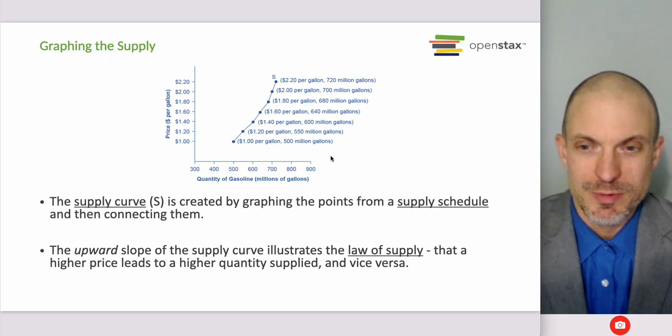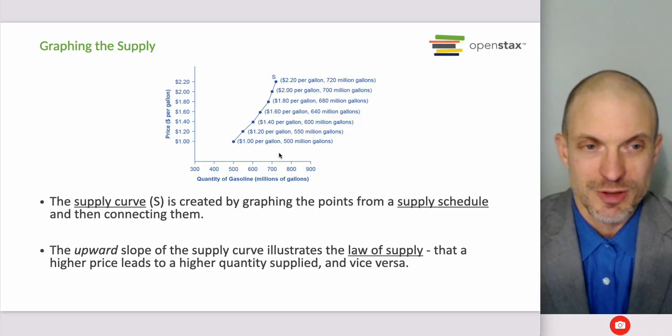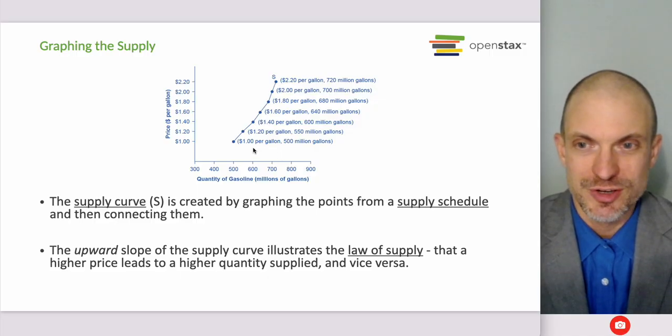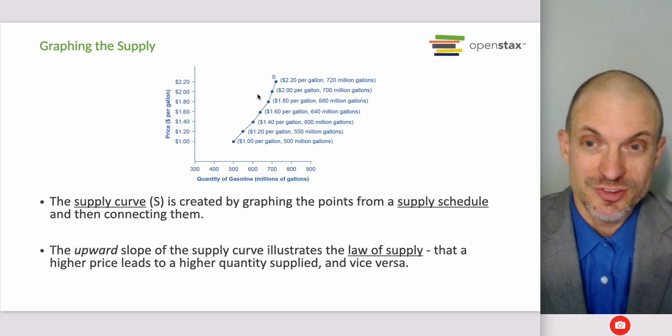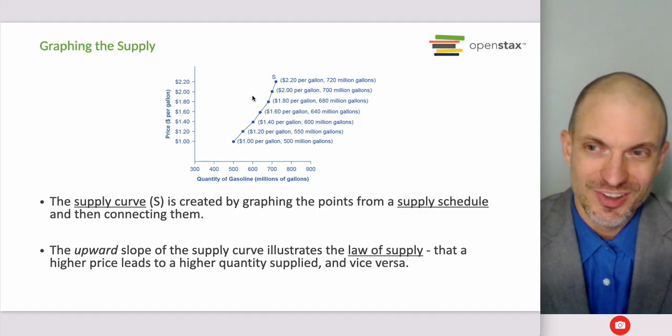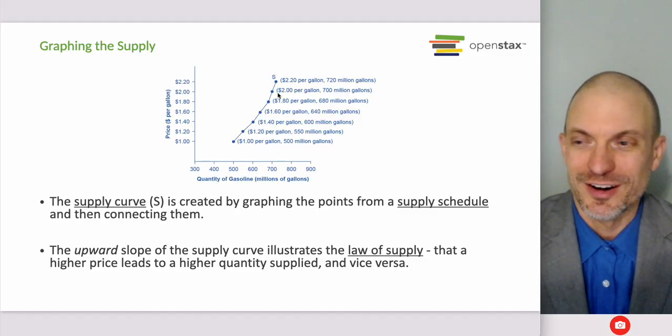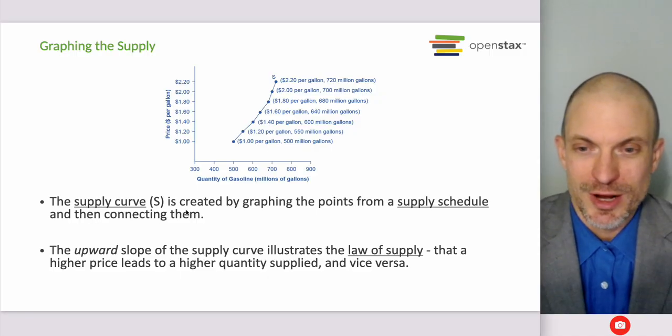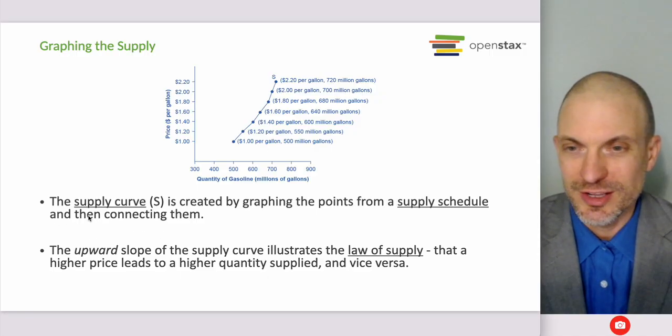They have maybe more trucks or whatever shipping these out to their affiliated gas stations or something along those lines. So there's going to be higher cost to bring a larger volume, but if the price is higher, it's worth doing that. So they'll gladly incur the higher costs if the price per gallon is a lot higher. The supply curve is created by graphing the points from a supply schedule, then connecting them.